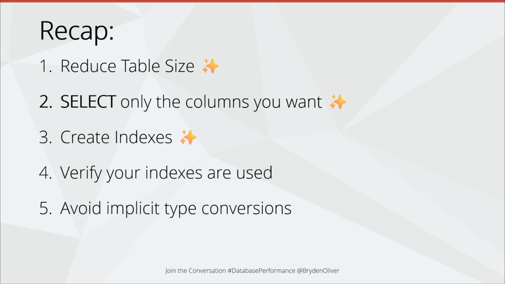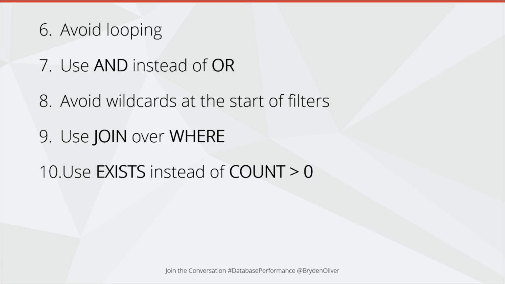The fourth and fifth ones were verify your indexes are used and avoid implicit type conversions. If I was a sort of dev lead, I'd be asking my devs to look at these 5 first and foremost if we're starting to see some sort of degradation. Almost certainly you'll be able to get yourself a significant improvement. It may not be enough, but at least there's a reasonable chance that will get most applications past their performance problems. Then we've got a few others. Avoid looping.